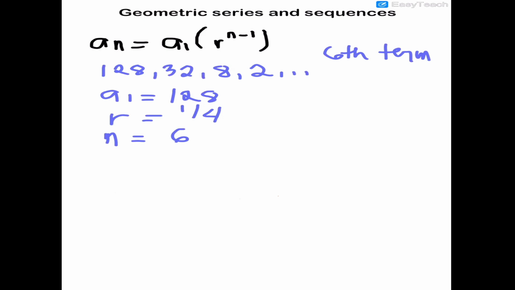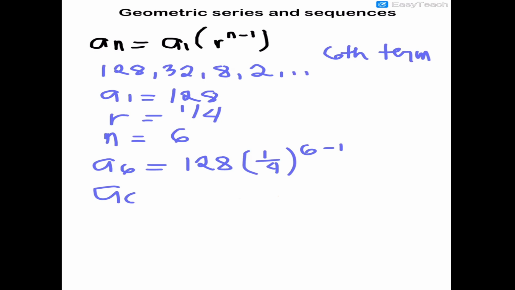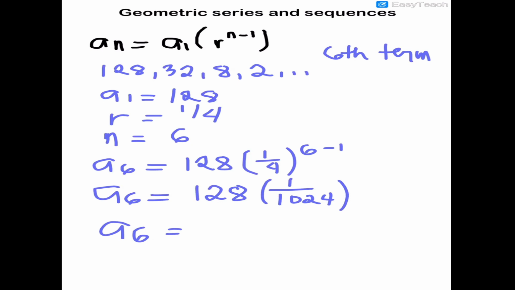So to apply the formula, we have a sub 6 is equal to 128 times 1/4 raised to 6 minus 1. So a sub 6 is equal to 128 times 1/4 raised to the 5th power, which is 1 over 1024. Then finally, a6, or the 6th term in this progression, is 1 over 8.